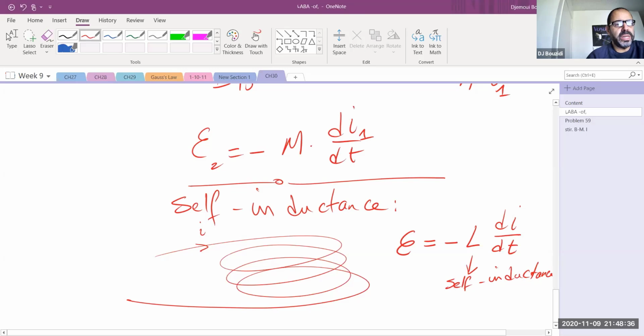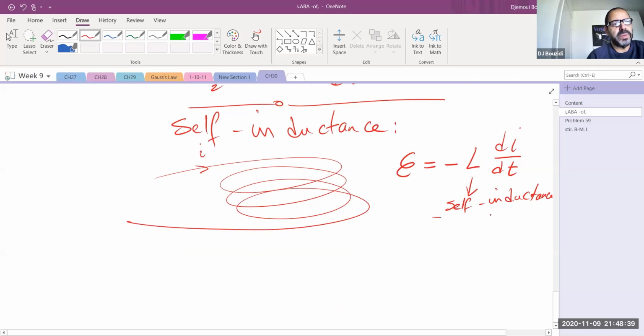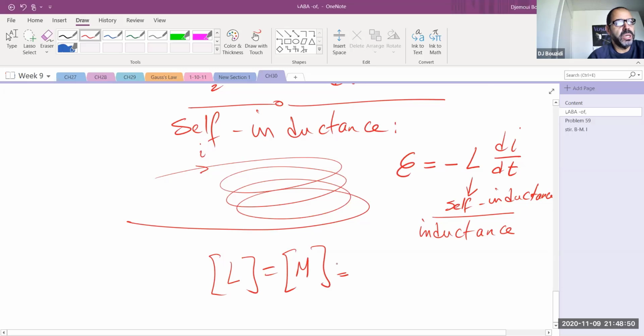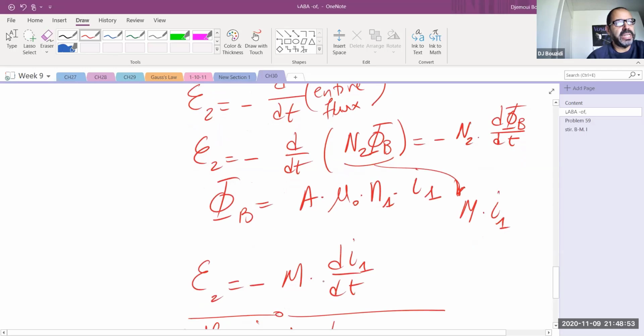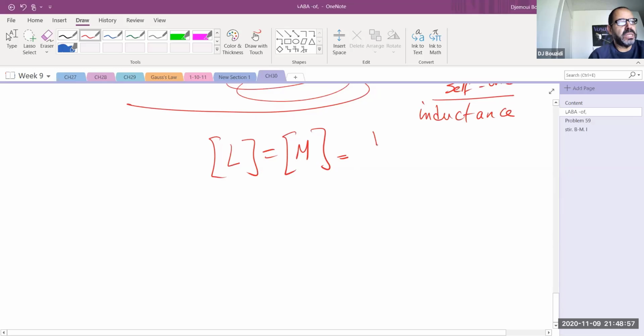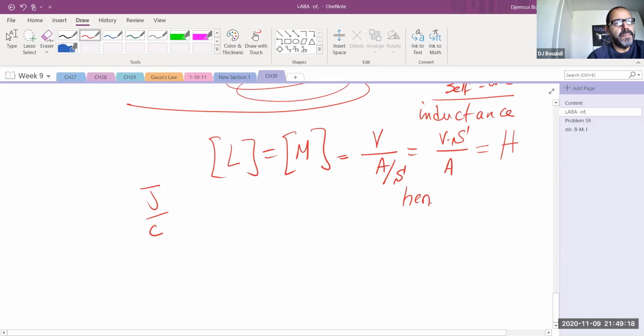From now on, we're going to drop this mutual and self, and we call it just L, the inductance, period. Both L and M, the same thing, have the same dimensions, because both of them are voltages divided by the rate at which the current is changing with time. Both of them have the same units of volts divided by amperes per second, or volts times a second divided by an ampere. And remember, the volt has the units of a joule divided by a coulomb, and you can find the definition in terms of SI. We call this one an H for Henry. So this is the unit for an inductance. The unit for the inductance is the Henry, okay?